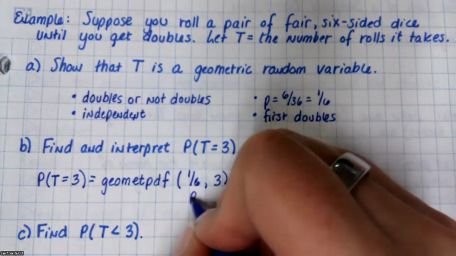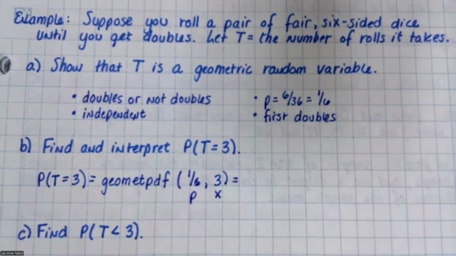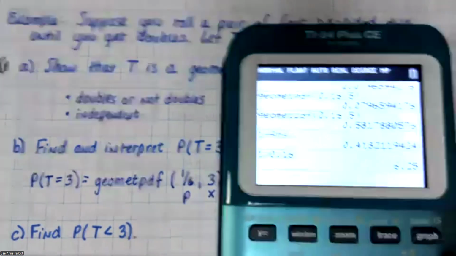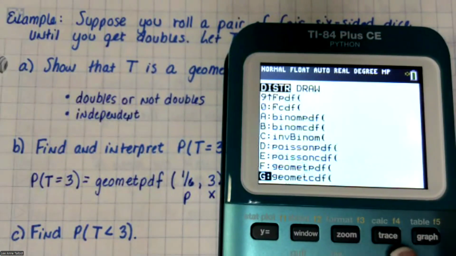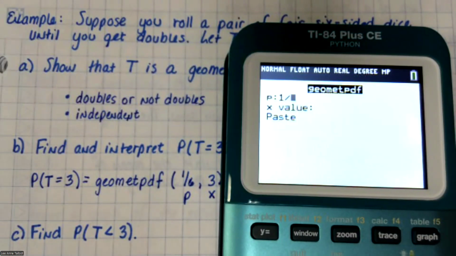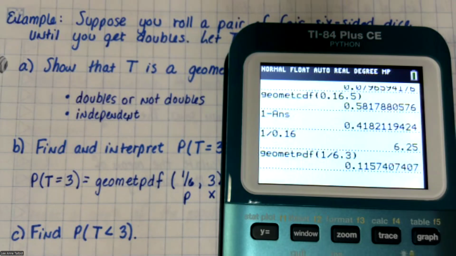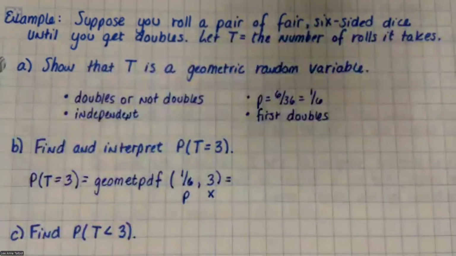This is P and X. And you can type fractions into PDF. That's fine, it's no biggie. Just type it like that, 1 divided by 6. 0.116.